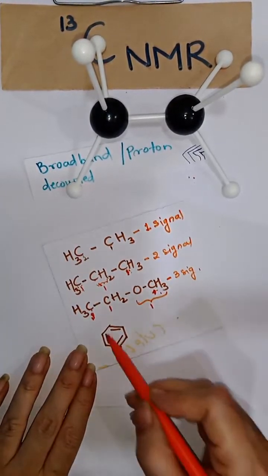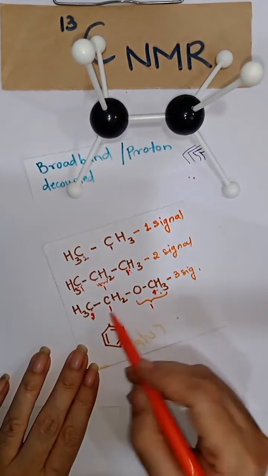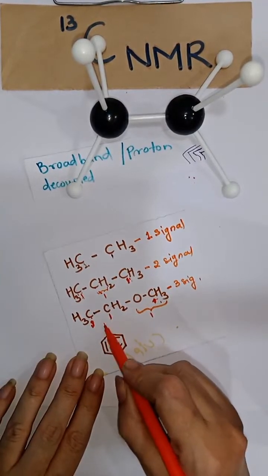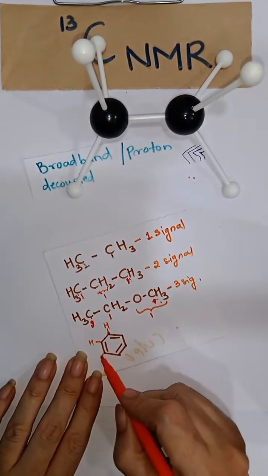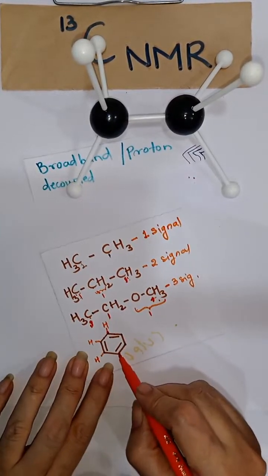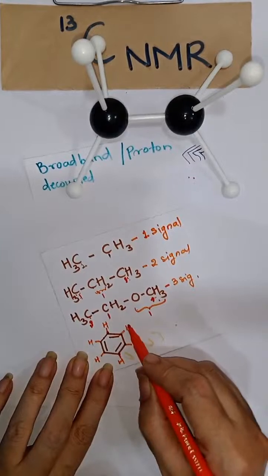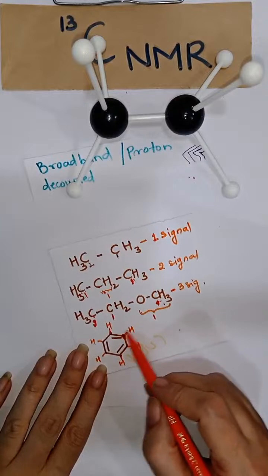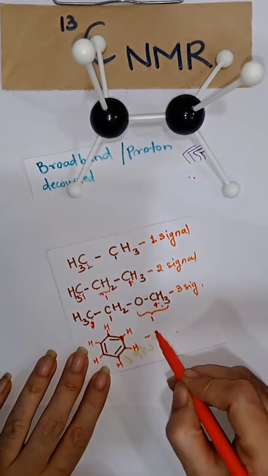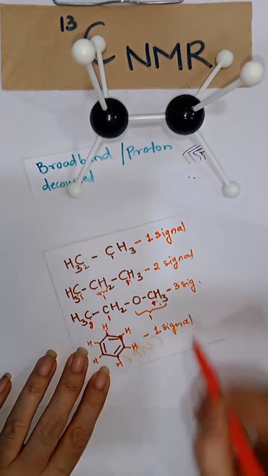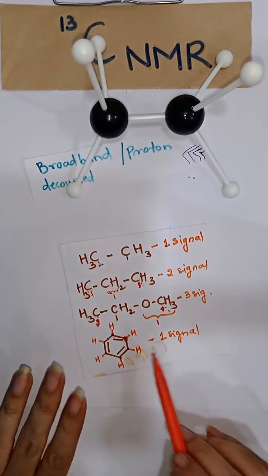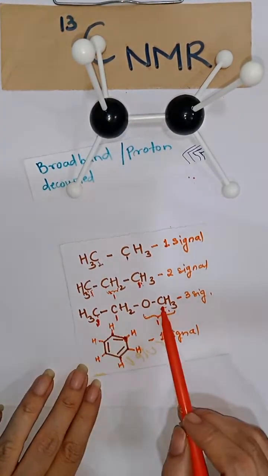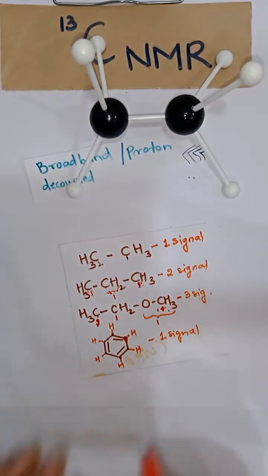Now let us see this one. This is one carbon. It has 1, 2, 3, 4, one hydrogen. All these carbons have one hydrogen and a double bond, so all of them have the same symmetry. Therefore, it will give only one signal. All carbons are equivalent and therefore give only one signal. Here, all carbons are different and therefore you will get 3 signals.